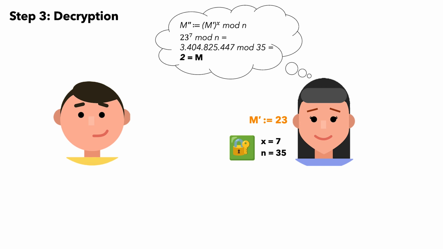All in all, there is a receiver, in our case Alice, who computes a public and a private key. The transmitter of the message encrypts its message with the public key and sends it to the receiver. Finally, the receiver decrypts the message with its private key.